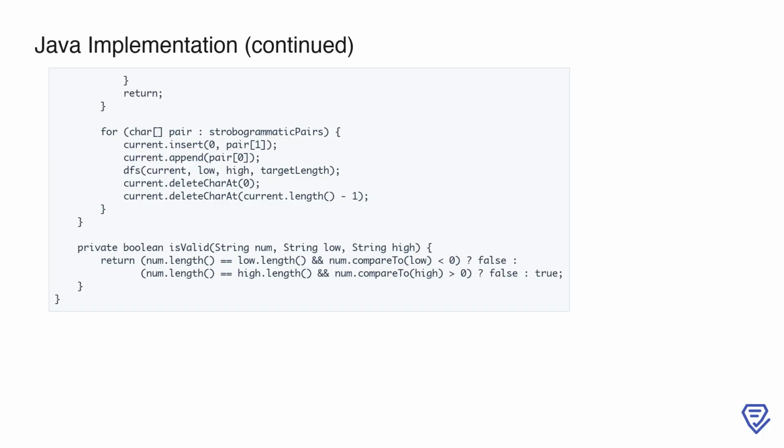Next, we iterate over the strobogrammatic pairs array and recursively build potential numbers by adding each pair to the beginning and end of the current number. After each recursive call, we backtrack by removing the added characters to explore other combinations.